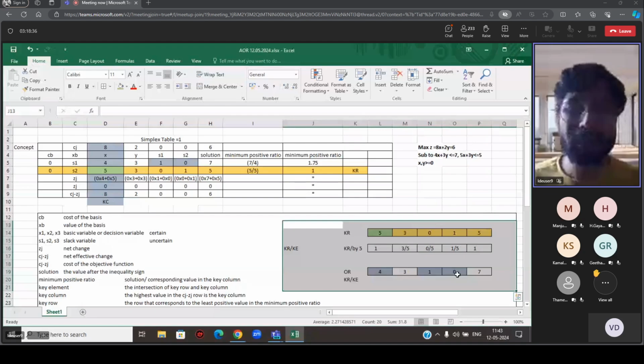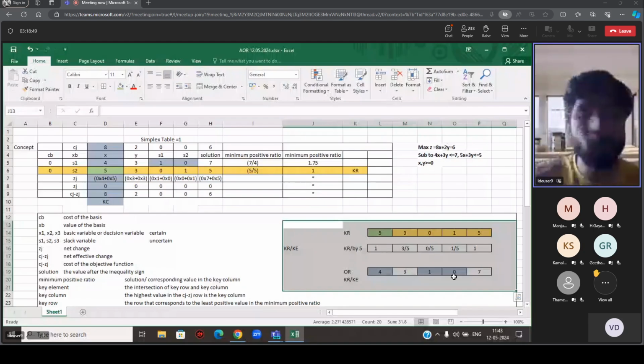Are you getting my point? Okay, that's how it is. Now you see, this is 4. 4 is not equal to 0, so I have to make it 0. This is my key element. My key element should be 1. Is it 1 there? No, it is 5. So I have to make it 1.